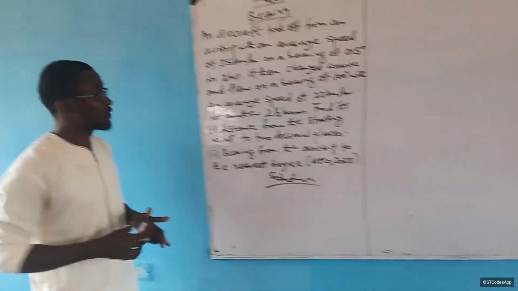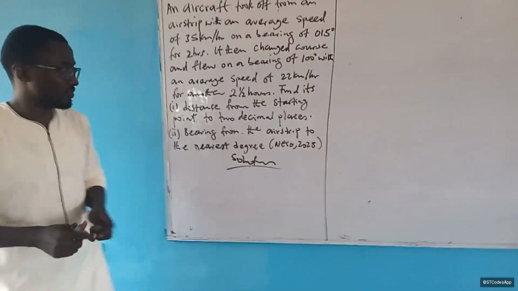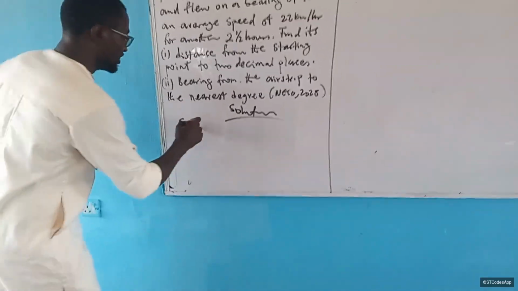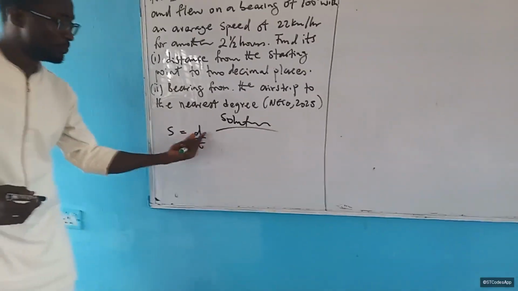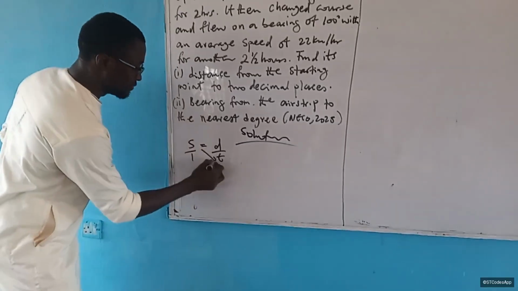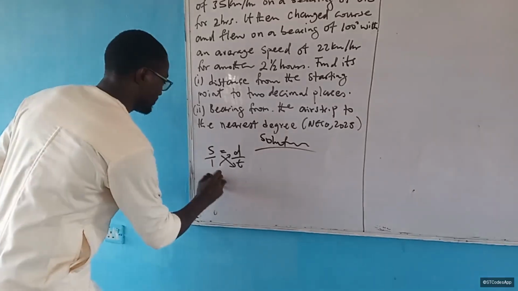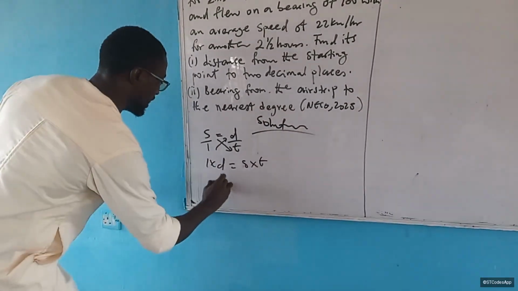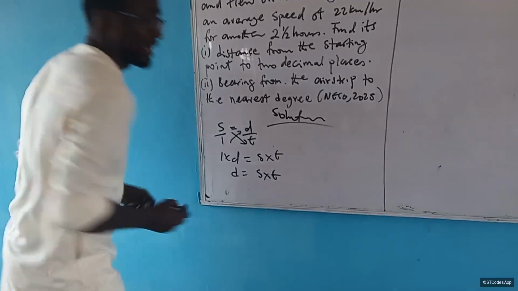Now, if you notice in this question, we are not given the distance, we are given speed and time. So let's find an expression for speed and time. Speed is equal to distance over time, right? So we want to make distance the subject. You can cross multiply this way, by having 1 times distance equals speed times time. So by solving, our distance will be speed times time.